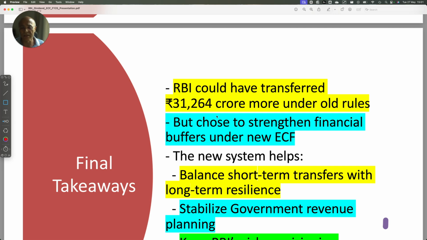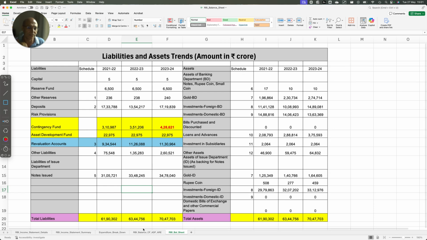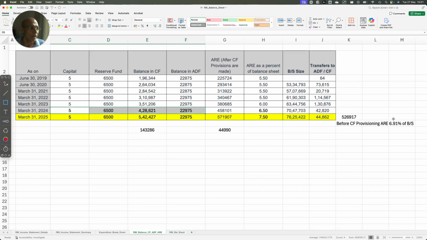The point which I wanted to say here is the following, which is very, very important because I started my presentation with this point. We have 6.91% as ARE available already. And the extant rule says that this number was 6.5, which means that the ARE required was 6.5% of the balance sheet. Now, this balance sheet is 76.25. So if you apply 6.5% of the balance sheet, then your ARE requirement was less.